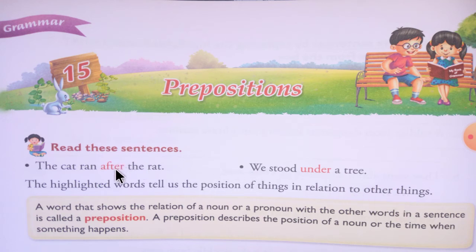So here the words which are highlighted, which are written in red color, you have to underline those words. Okay. Now write the definition of prepositions in the next line. Skip one line and then write in the next line: definition of prepositions. What is a preposition? Okay. Let's write.